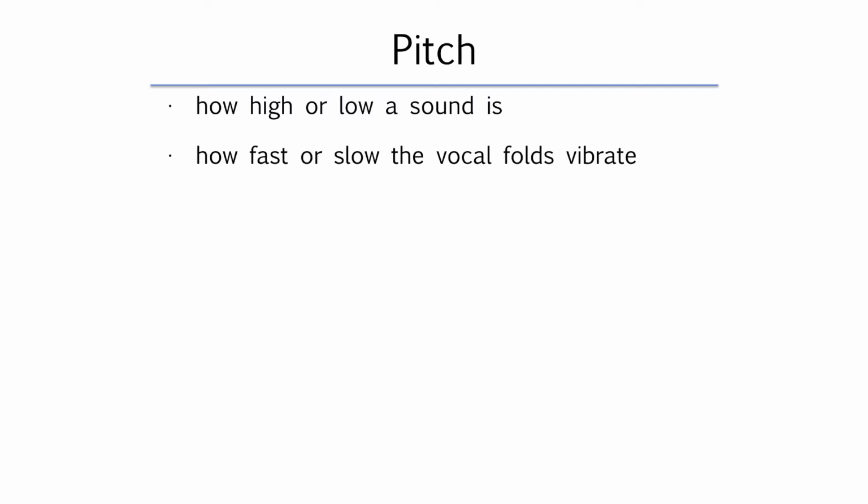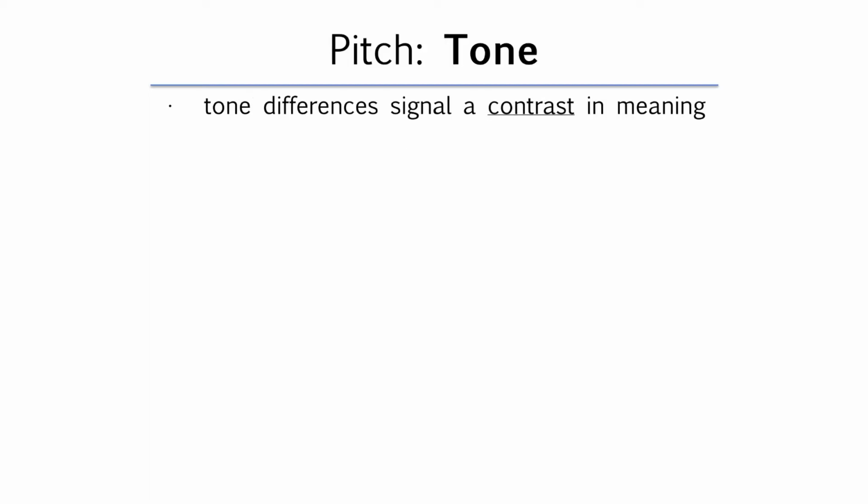The pitch of a sound is how high or low it is. We produce high-pitched sounds when our vocal folds have a high-frequency vibration. And when our vocal folds vibrate more slowly, the resulting sound is low in pitch. Some languages use pitch information to signal changes in word meaning. If a language uses pitch this way, the pitch information is called tone.